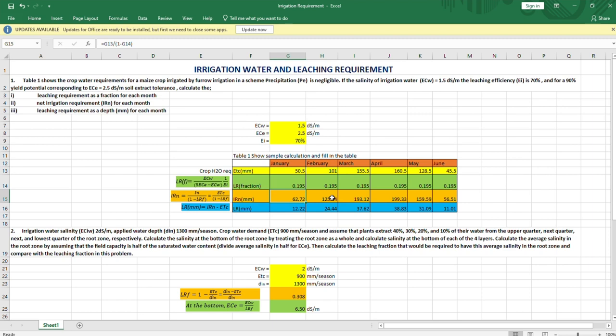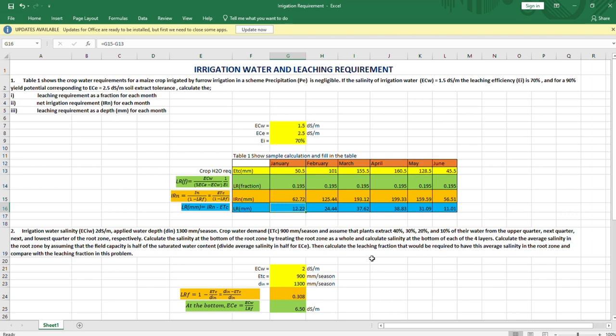It's enabling you to calculate the net irrigation requirement, so that when you want to find the water that you need for the leaching alone, you can just deduct. So for the second one, it's 1 divided by 1 minus 0.195 and so on. Then for the leaching requirement, you just deduct the net irrigation minus the crop water requirement. So those are the three most important formulas that we'll be using.